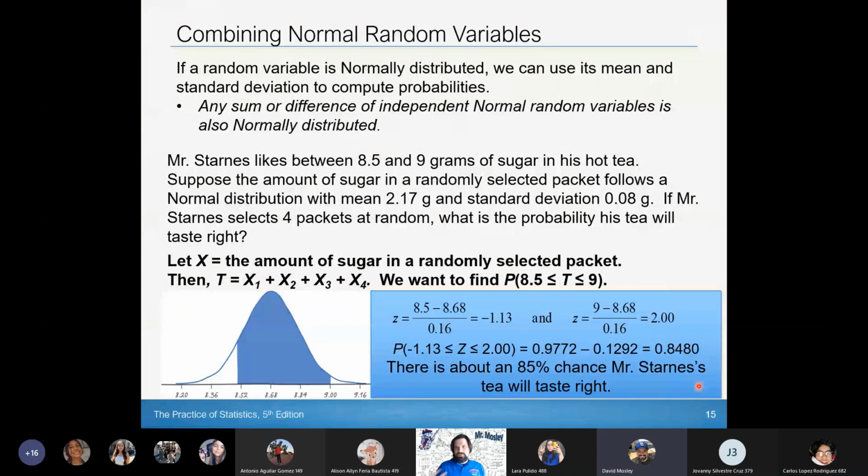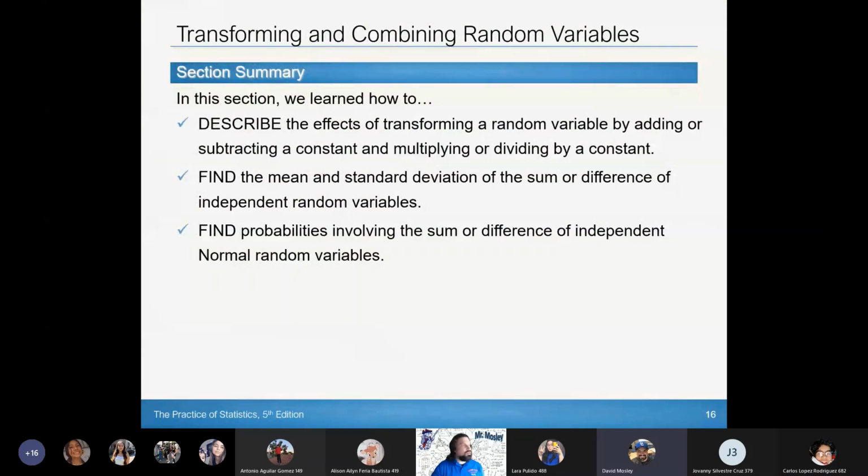Again, this follows the same type of strategies that we've used with normal distributions in previous chapters. All right, and so that's section 6.2, right? We have describing the effects of transforming a random variable by adding or subtracting a constant and multiplying or dividing by a constant. We can find the mean or standard deviation of the sum or difference of independent random variables, and we can find probabilities involving the sum or difference of independent normal random variables. Right? That is section 6.2.